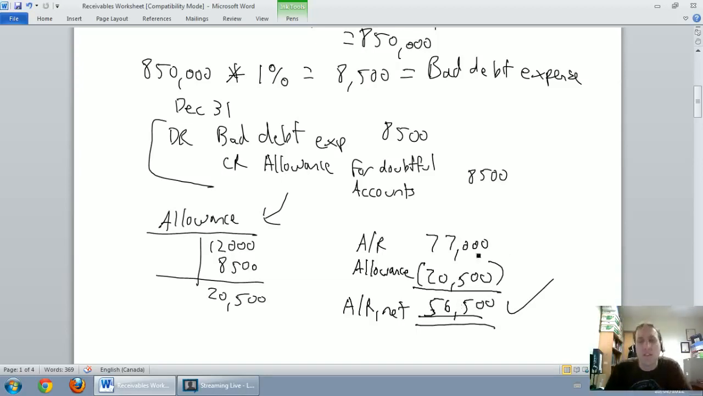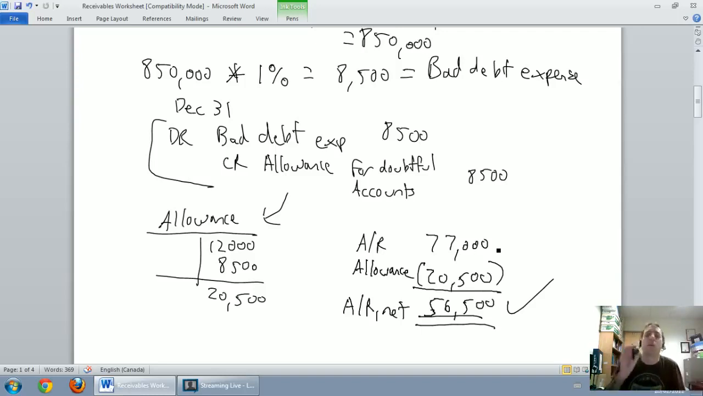It means the $77,000 is legally owed to me, and these represent legitimate accounts receivable. But I know, based on experience, that not every customer pays the bill. Some customers won't pay. So I estimate that of the $77,000 I'm owed, $20,500, that's actually a really big amount, isn't going to come in. So how much do I really think I'm going to get? $56,500. Well, if I only think I'm going to be able to collect $56,500, that's what I need to tell my shareholders. I'm not going to tell them I'm going to get 77 grand if I don't think I can get it.